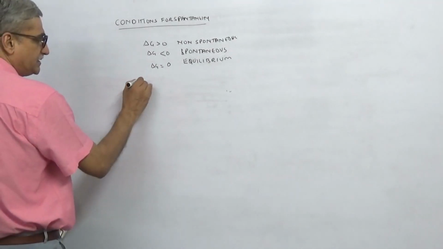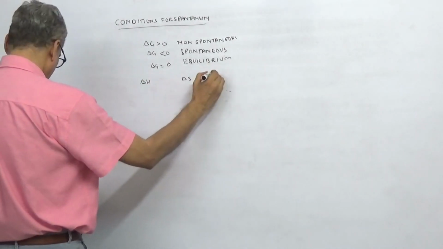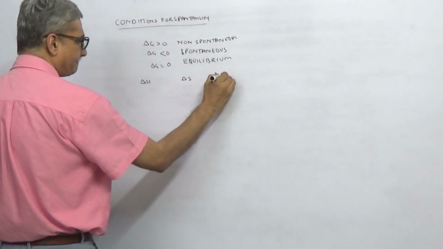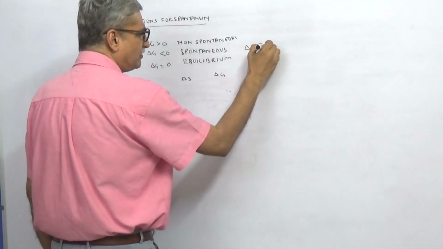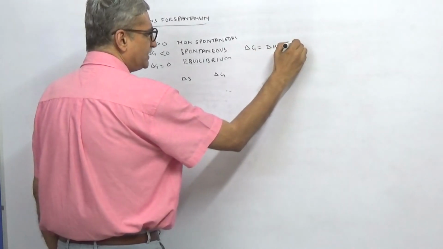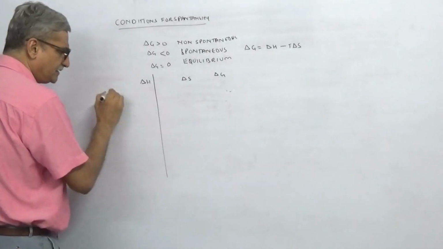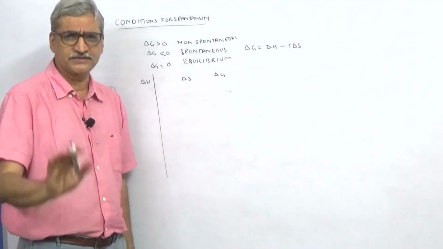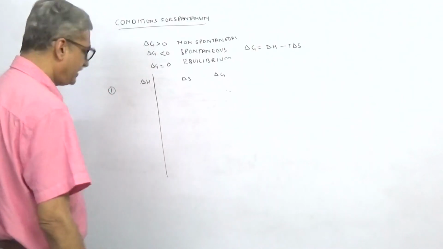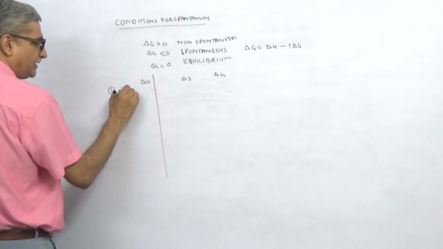Now look at this condition. We have delta H, delta S, and delta G. The basic equation that we are using is delta G is equal to delta H minus T delta S. So let us look at the conditions. One or the other combination of these is part of one MCQ in the entrance exam. The first is, let us say, delta H is exothermic.